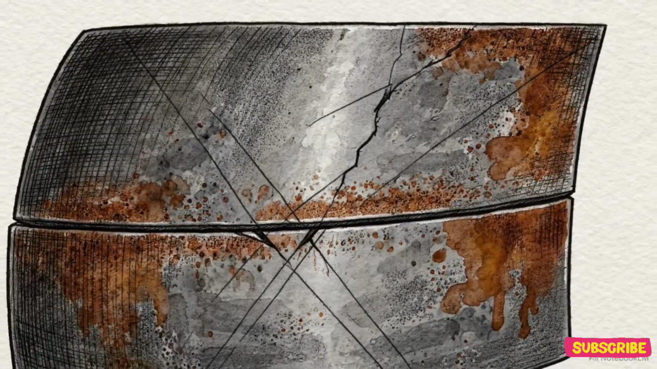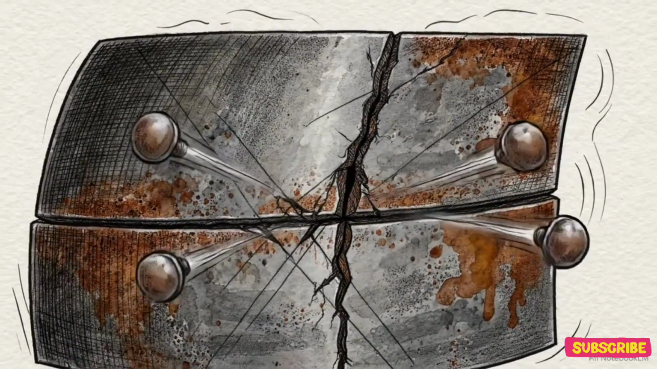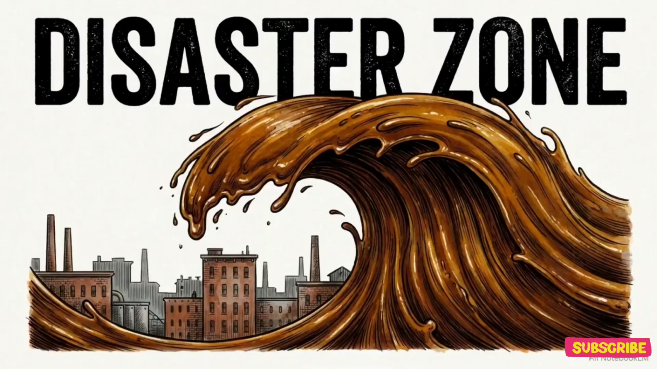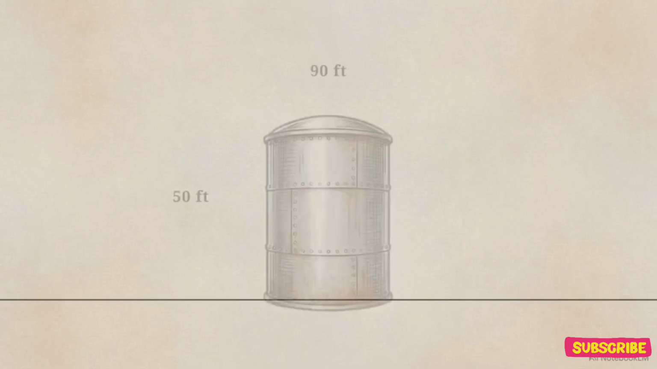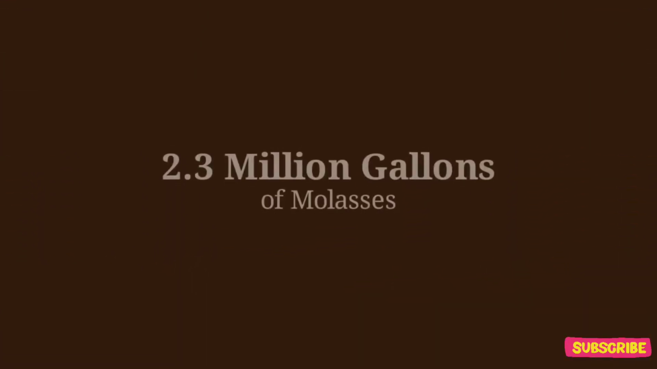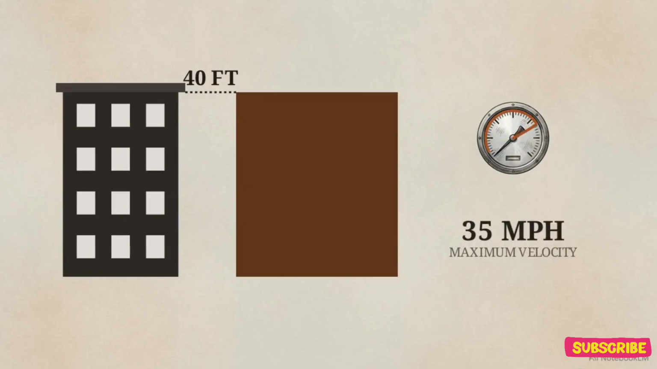On January 15, 1919, a massive structural rupture in Boston created one of the most lethal industrial accidents in American history. The Boston Molasses Flood is now a cornerstone case study in fluid kinetics and structural failure. When the Purity Distilling Company tank failed, it released 2.3 million gallons of molasses. At 1.4 times the density of water, this payload generated a kinetic wave that stood 40 feet high and moved through the city streets at 35 miles per hour.